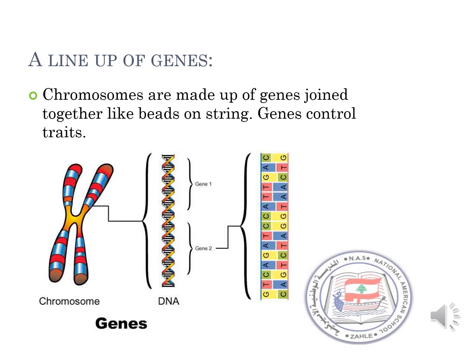Chromosomes are made up of genes joined together like beads on a string. Genes control traits. So in this figure you can see that on the chromosome we have the DNA, and each part of the DNA contains genes. These genes are joined together like the beads on a string.